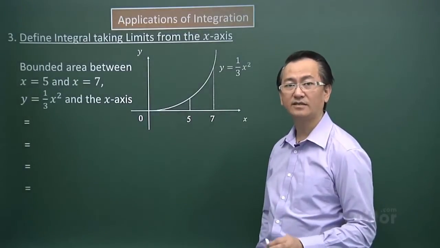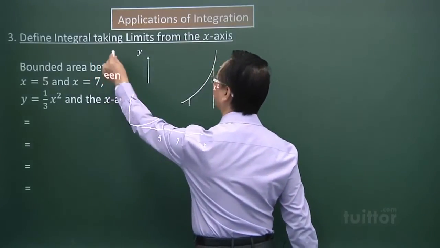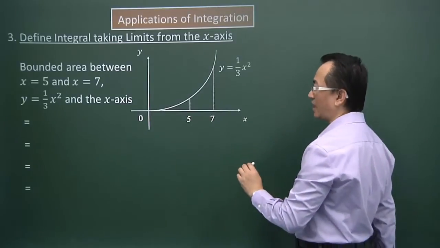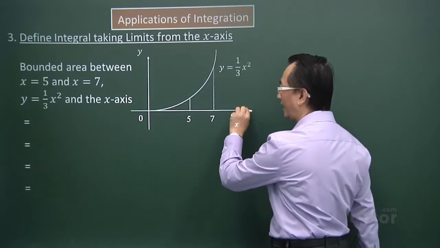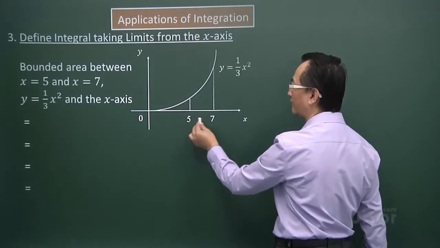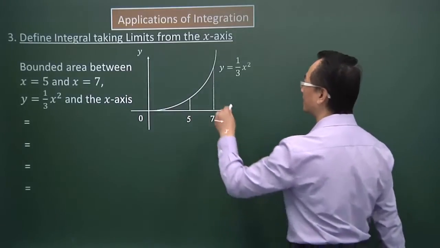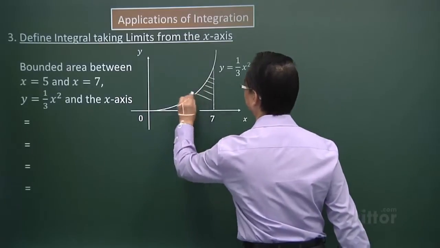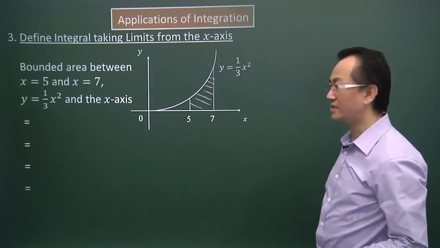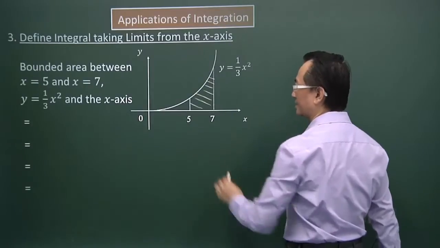Now we consider the third point, definite integral taking limits from the x-axis. So when I say taking limits from the x-axis, I'm looking at the x-axis and the two limits here, x equals 5 and x equals 7. So the area I'm looking at is this area. So first, this area is bounded by the two limits, the curve and the x-axis.